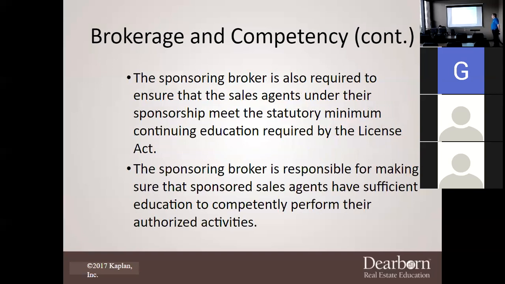Okay? The sponsoring broker is also required to ensure that the sales agents under their sponsorship meet the statutory minimum continuing education required by the License Act. It's my duty to make certain that Aiden completes all of his continuing ed. If Aiden fails to meet all of his continuing ed, then what does that mean? Well, then your license needs to be suspended, needs to expire. And that means any leads that he's working on, Travis, what should I do then? I need to take them away and give them to somebody else.